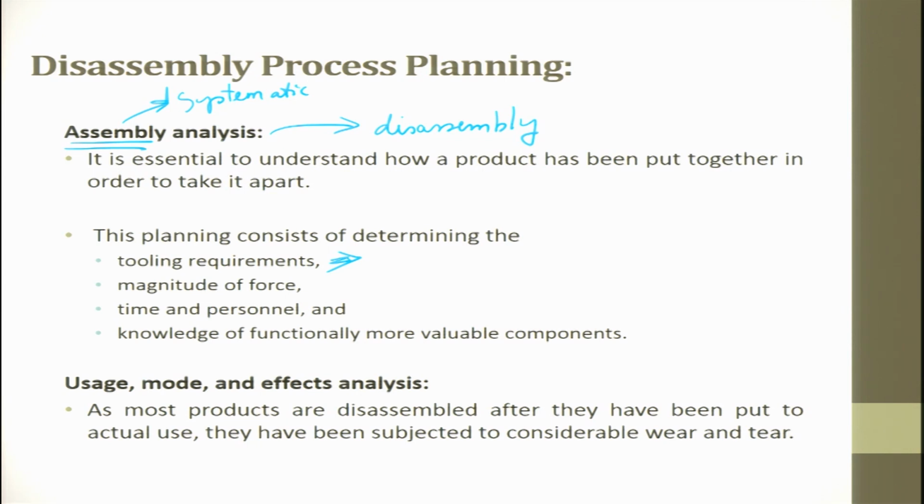Then magnitude of force. Today, many of the assemblies are all automated. So, when you try to automate it, it clearly says this is the torque you have to use, or this is the thrust you have to use for assembling this part into the product.